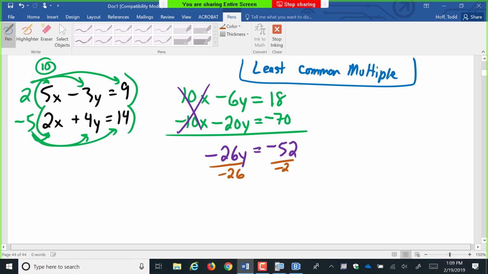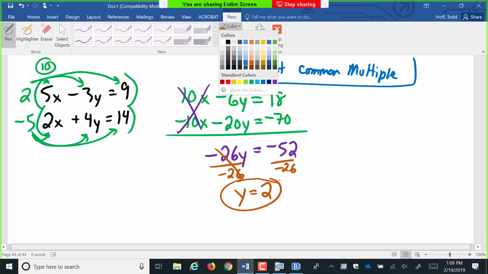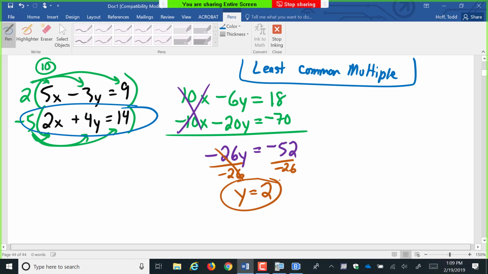Divide by the negative 26. Good. So the negative 26 is gone. Y equals positive 2. So y equals 2. What's our next step? Put y into one of the original equations. I'm probably going to choose the bottom one just because it's all positive. So we've got 2x plus 4y becomes 4 times 2 equals 14.